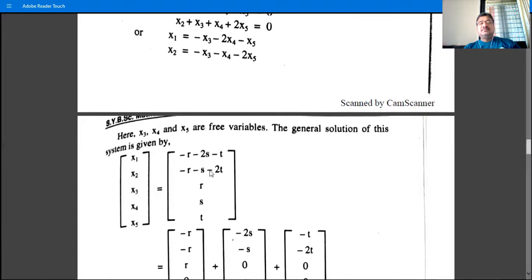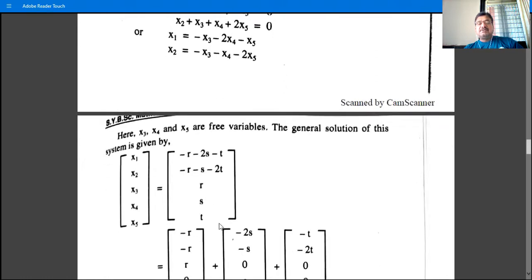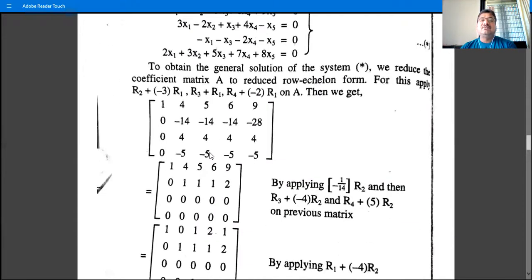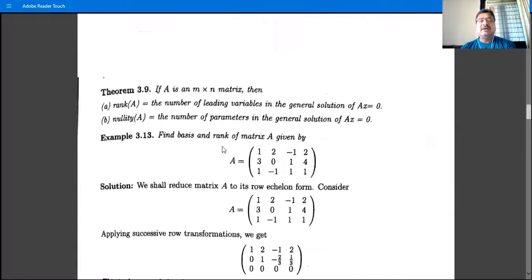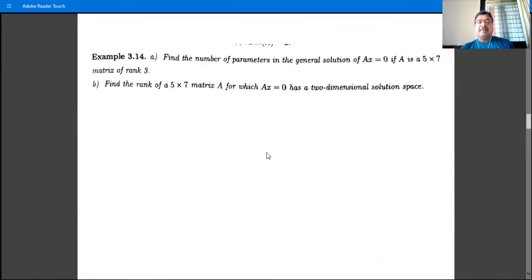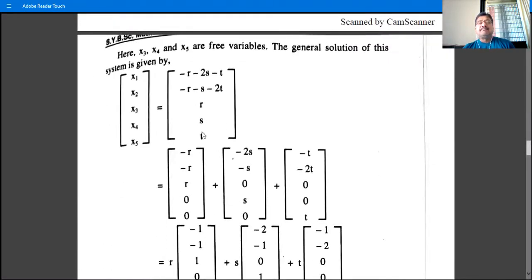We have assigned three unknowns, which means these are the parameters. There are three parameters and two leading variables, x1 and x2. So what are the rank and the nullity? The number of leading variables is 2 in this example, and the number of parameters is 3. So the rank of A is 2 and the nullity of A is 3.